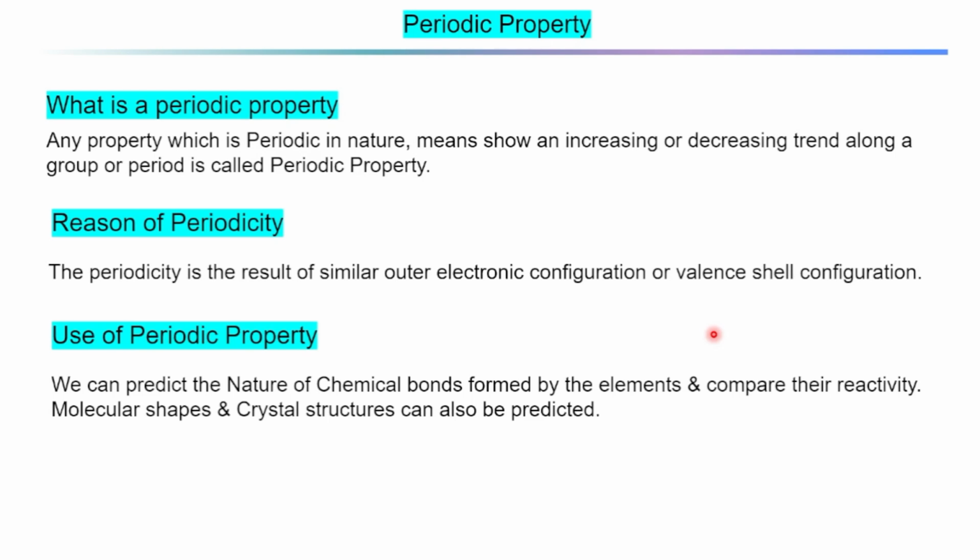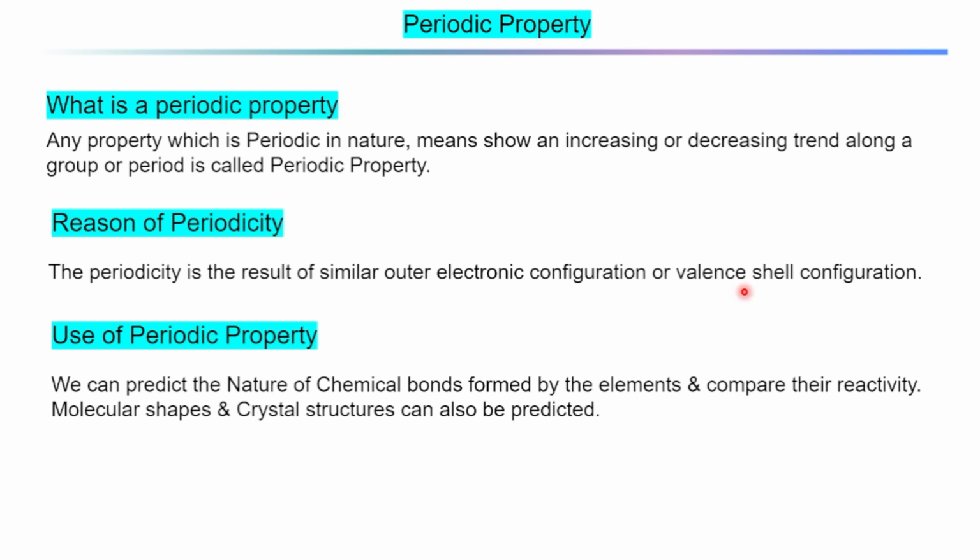First thing we have to know is what a periodic property is. Any property which is periodic in nature, that means it shows an increasing or decreasing trend along a group or period, is called a periodic property. Now the reason for periodicity: periodicity is the result of similar outer electronic configuration or valence shell configuration in atoms.